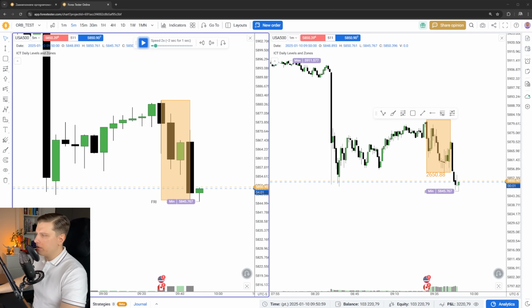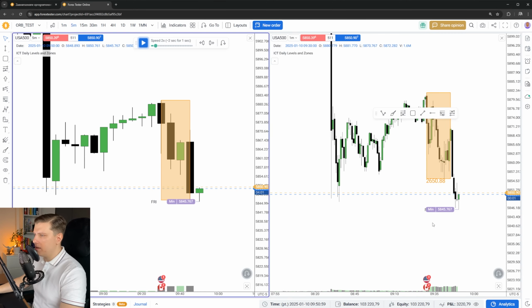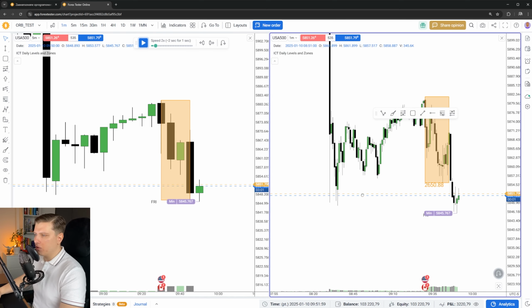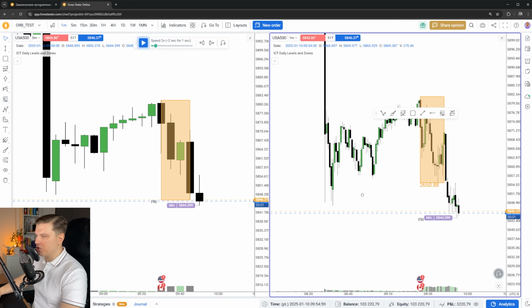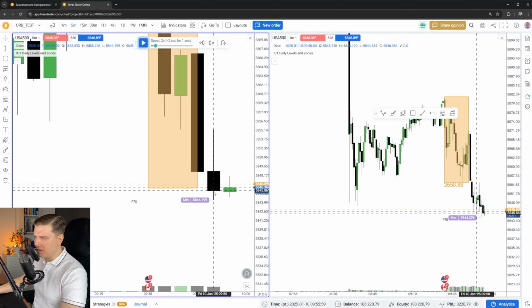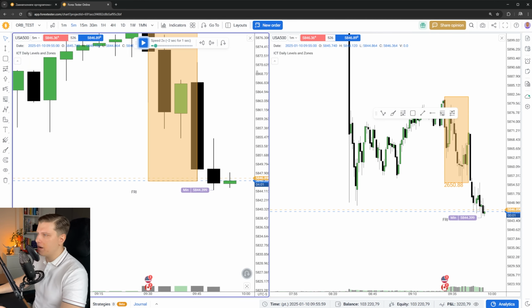So here we are on another example. As you can see here, we see that the 1-minute closed below this range, but I want to see a 5-minute closure below this range. And what this candle actually did, yeah, it closed below. It's a small close, but the rules are rules.